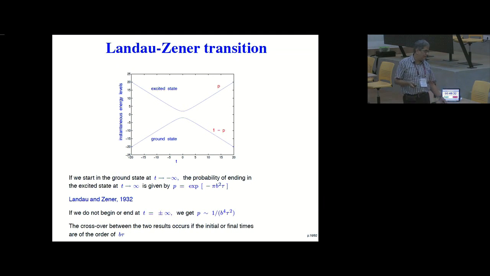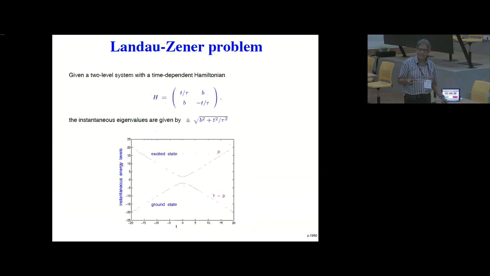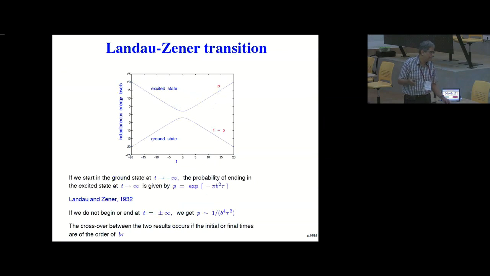If tau is infinity, that's adiabatic, right? You're changing very, very slowly and there's a gap. So you should just stay in the ground state. That's the adiabatic theorem of quantum mechanics. So if tau goes to infinity, P should be 0. So that's also correct. Tau is infinity, P is 0.